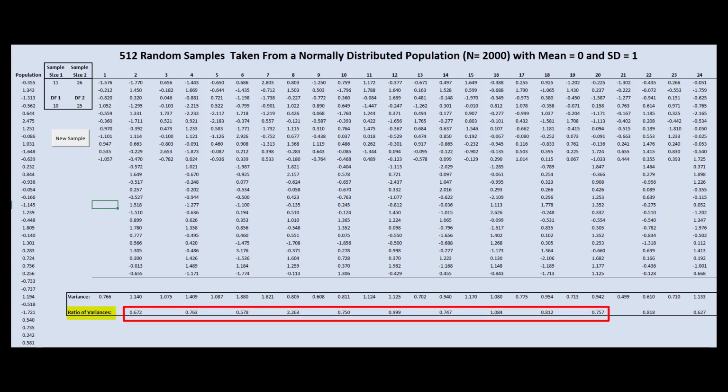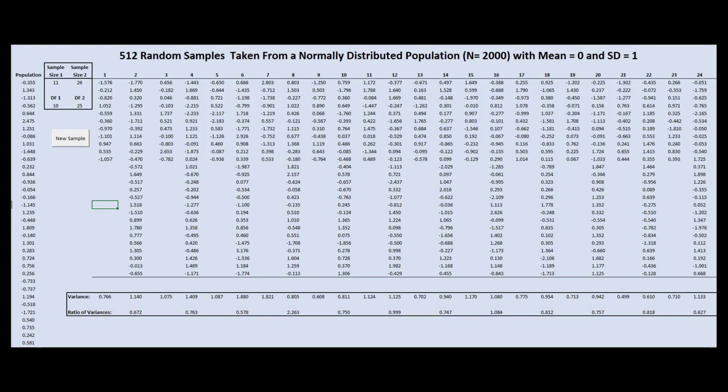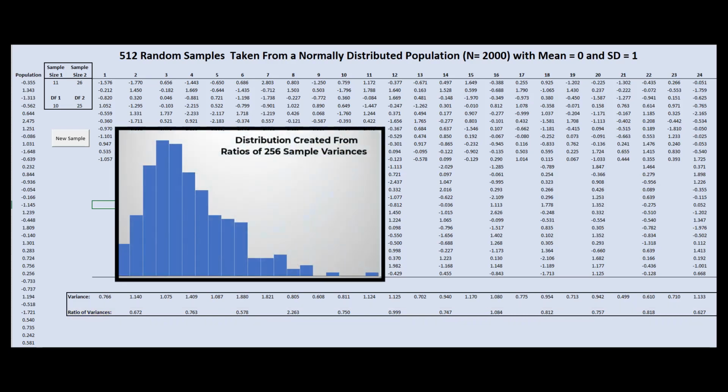These also appear at the bottom of the columns. As a result, we have created 256 variance ratios calculated from random samples drawn from a normally distributed population. If we plot these ratios on a graph, the resulting distribution is a small-scale sampling distribution of the ratio of sample variances. This is what an F distribution actually is.